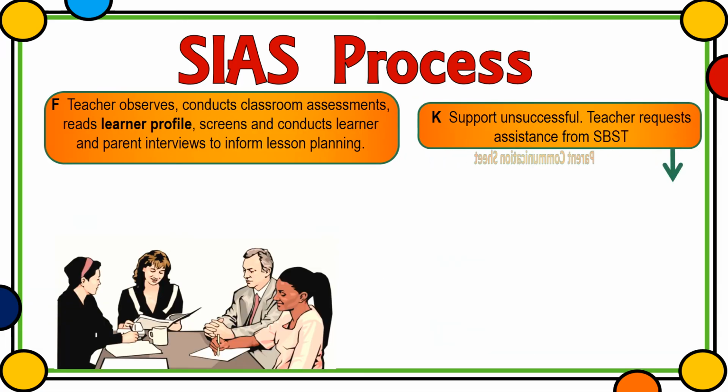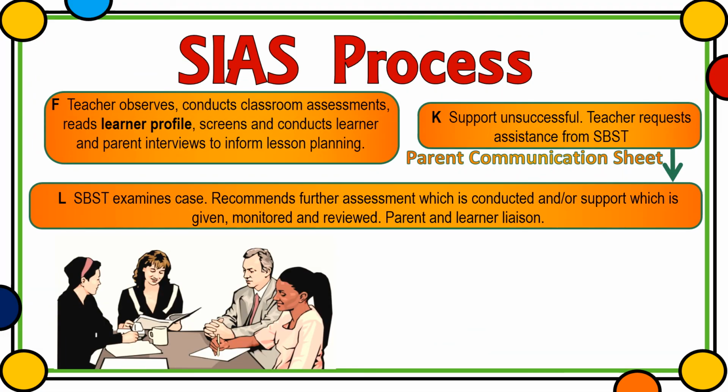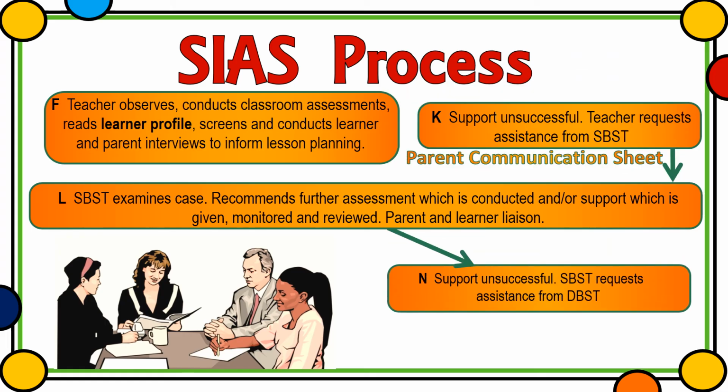If a support was unsuccessful, the teacher can then request the SPST to assist further. During the second SPST meeting, the school-based support team, along with the teacher, may decide that more specialized assistance is needed. That will then be communicated with the parent, as a child may not be referred to the DBST without the parent's consent. This learner will then be referred to the district-based support team for further assessment or intervention.